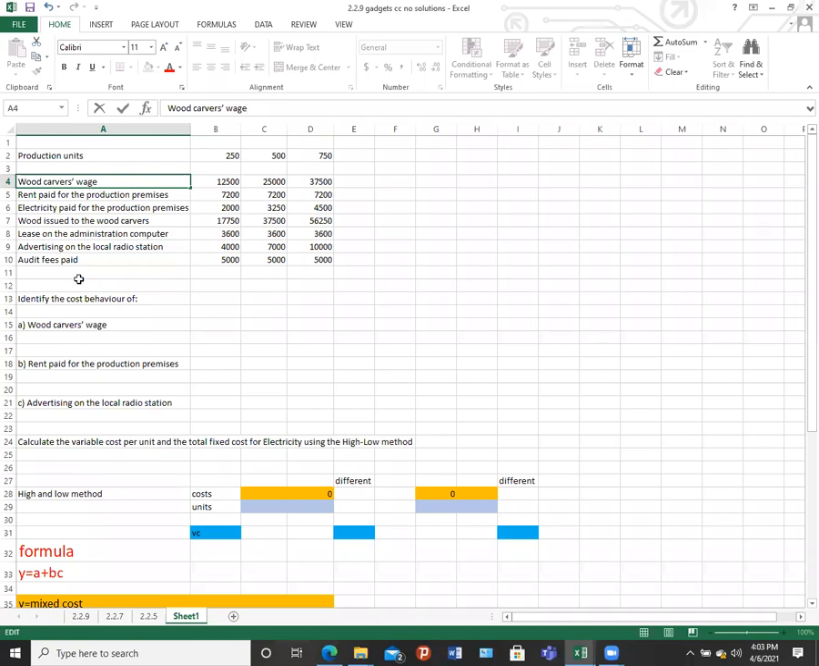Okay, guys, we have been given the table here with the amounts and the different production levels. And then the requirement: we have been required to identify the cost behavior of wood cave wage and rent paid for production premises and advertising on local radio station, guys. How can we identify our cost behavior, guys? What are we supposed to do? And what are the cost behaviors? Anyone?